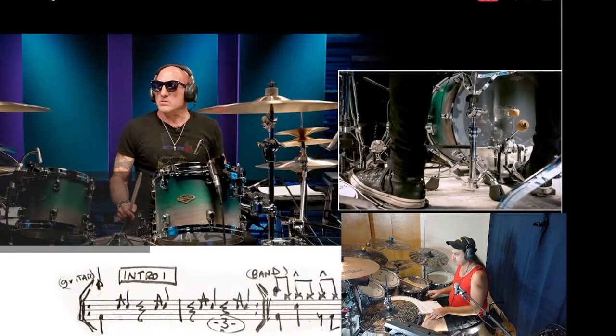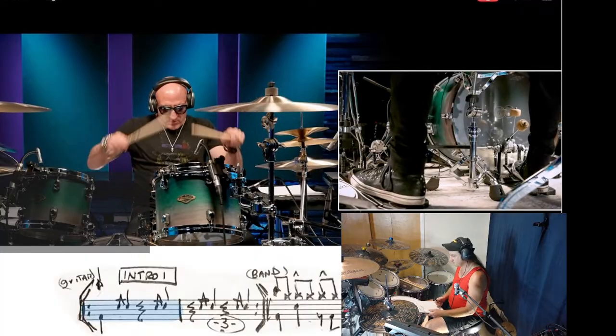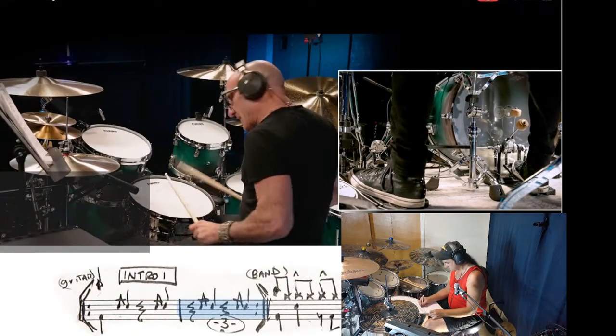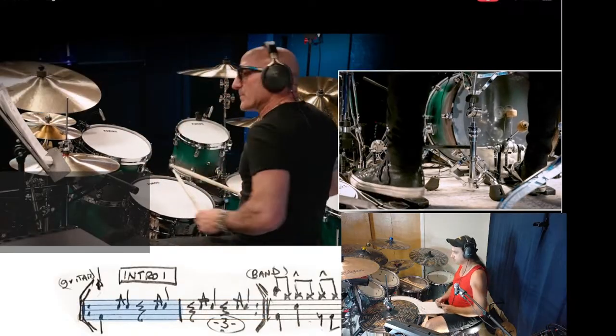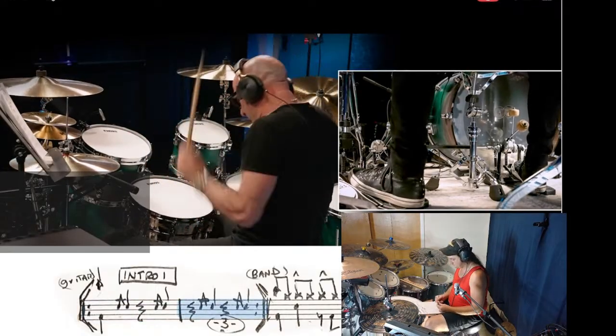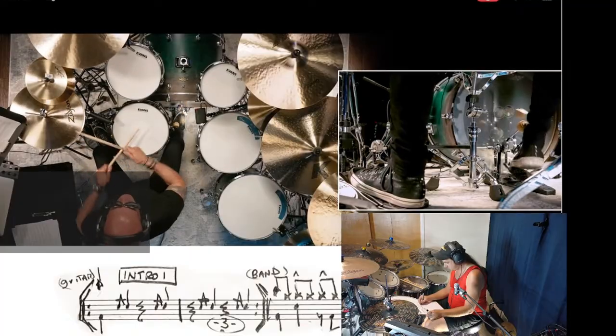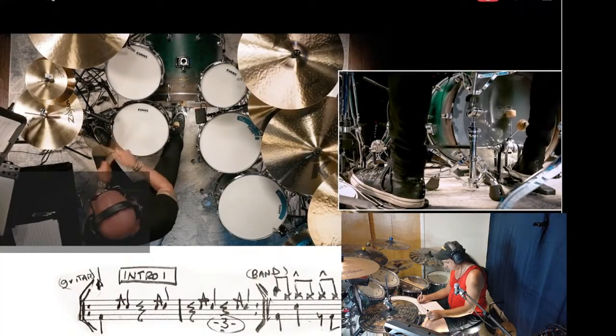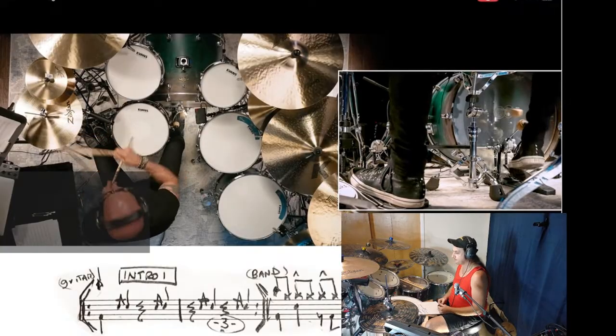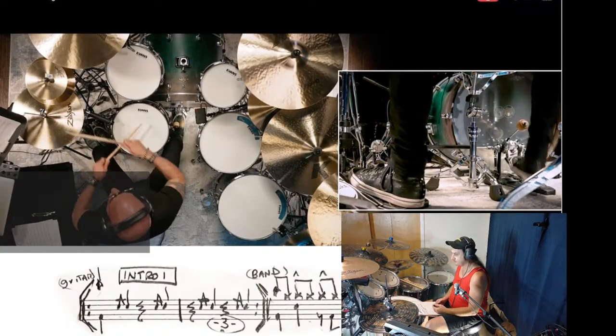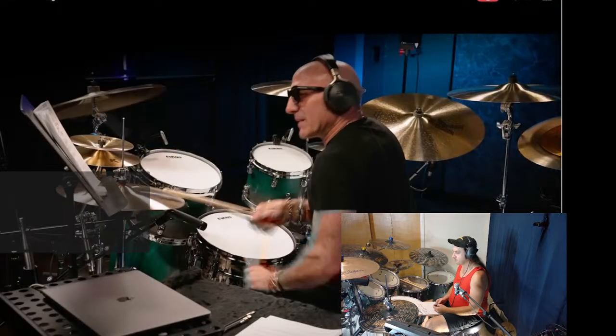Okay, before we go on, why don't I play these first 16 measures? 8 by myself with the guitar, and then 8 with the band. 1, 2, 3, 4. Okay, so now, I think there's a crash cymbal on the beginning of the verse.